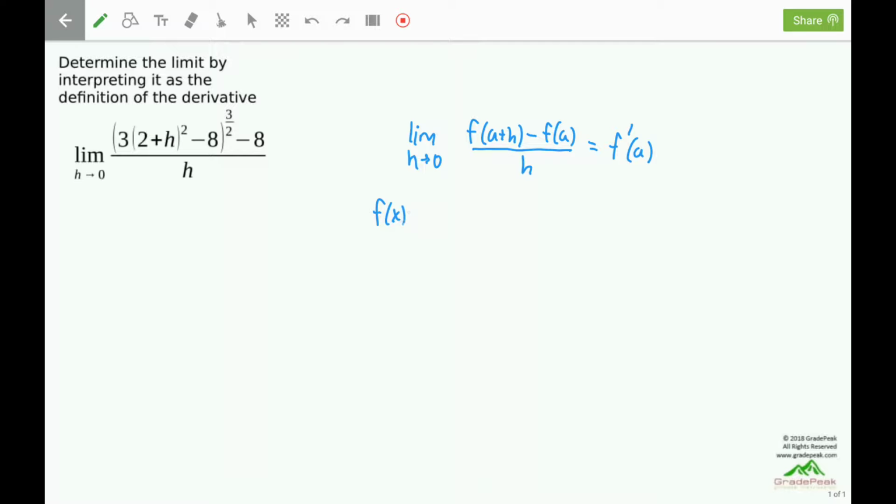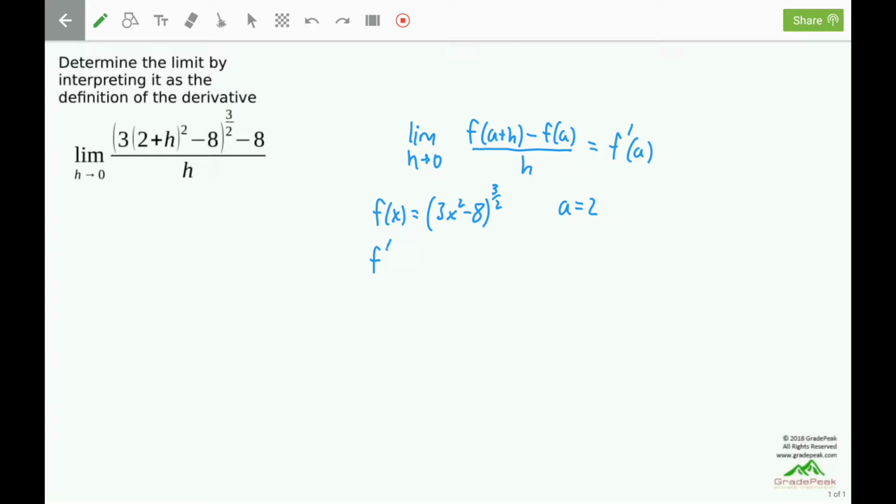So my f of x will be 3 times x squared minus 8, all to the 3/2 power. The other thing we need to determine is the a value, and the a value is found by whatever is added to h. If we look over here, what's added to h is a 2, so my a value is a 2.